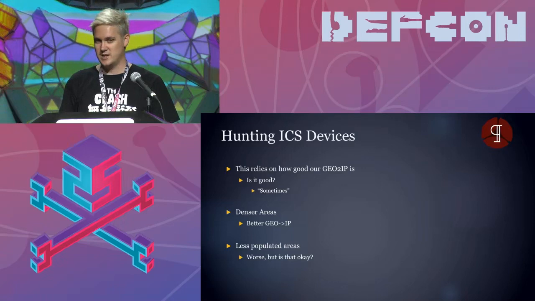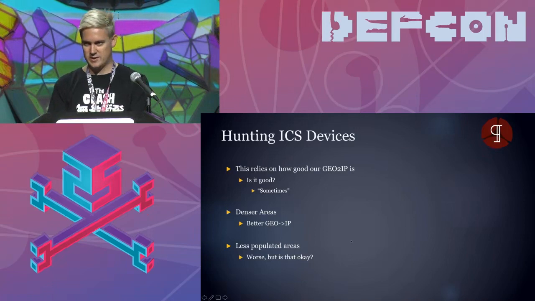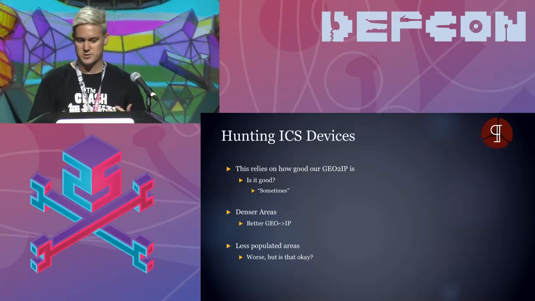So in denser areas, geo to IP is pretty good, okay? Because the way they work it out is generally they look at the latency times, and they can say it's likely to be located here based on this. So in less populated areas, it is worse, but most of the time that's okay, because the targets that you're looking at are going to be surrounded by nothing that will impact your search.